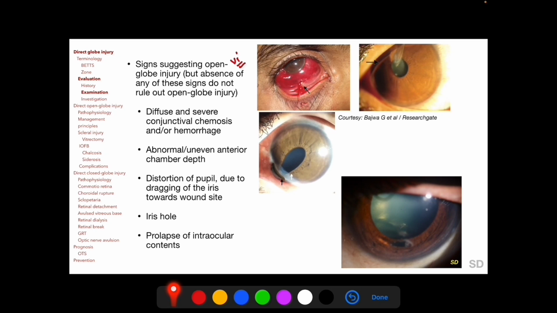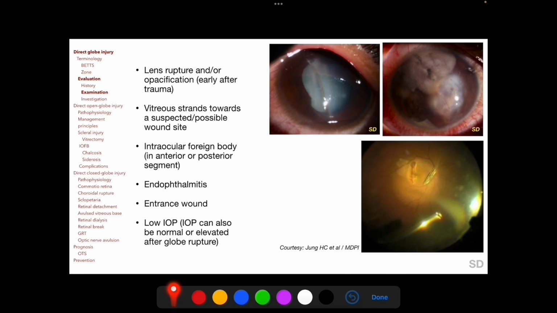distortion of the pupil due to dragging of the iris towards the wound site, an iris hole as seen here in this clinical photograph which suggests entrance of an intraocular foreign body, prolapse of intraocular contents as seen here in this clinical photograph, lens rupture and/or lens opacification early after trauma, vitreous strands towards a suspected or possible wound site, an intraocular foreign body in the anterior or posterior segment as seen here in this intraoperative photograph, endophthalmitis, an entrance wound as seen here in this clinical photograph, and usually a low intraocular pressure.